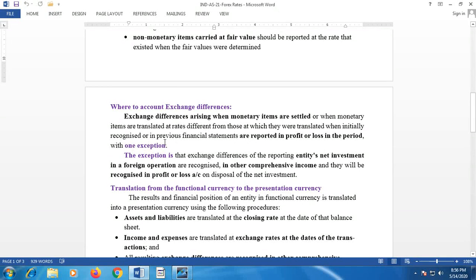Initially recognized in the previous financial statements means in the previous balance sheets or financial statements, they may be recorded at a particular day's rates, and subsequently the rates may change.